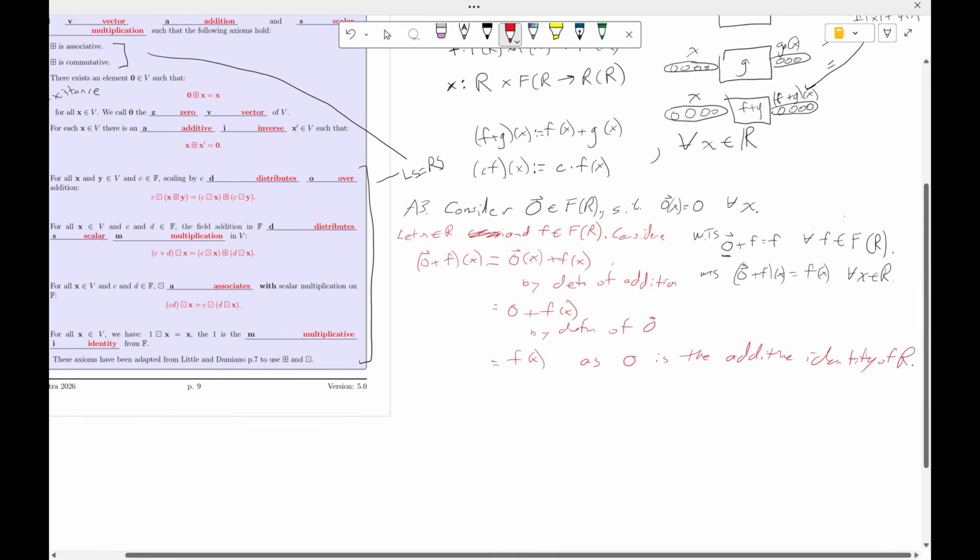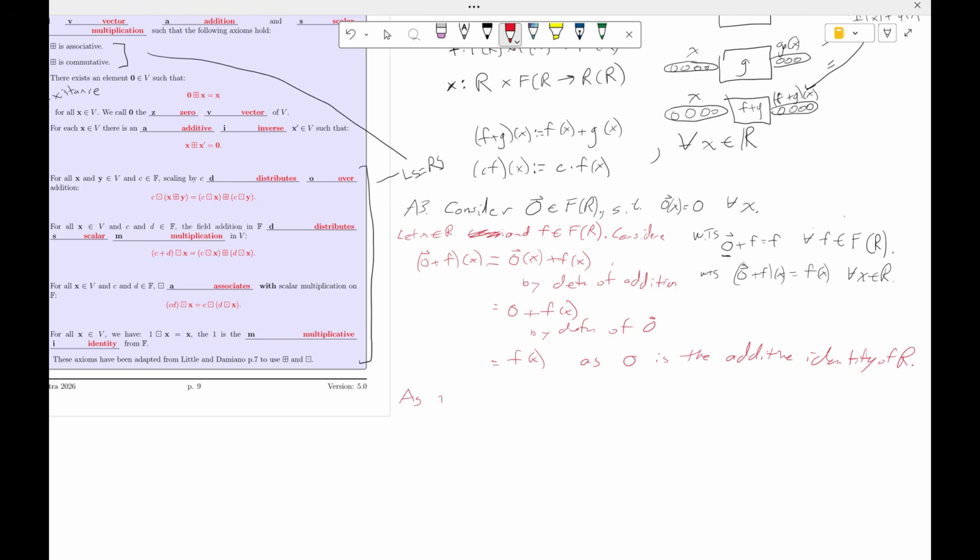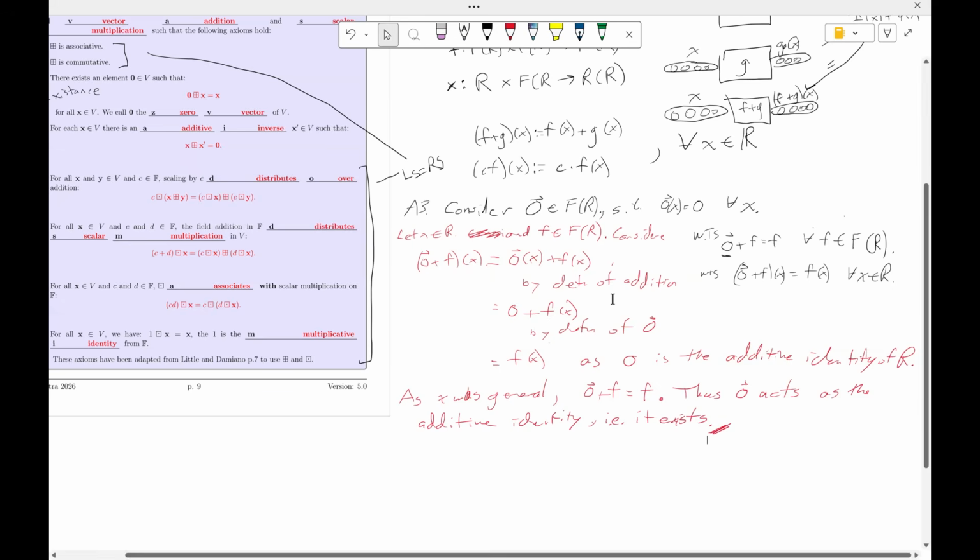So what I've shown is that 0 bar plus f of x equals f of x. As x was general, 0 bar plus f equals f. Thus, 0 bar acts as the additive identity, i.e., it exists. And we've proven the existence of the 0 vector. It is the function that when you plug in any x, you get 0.